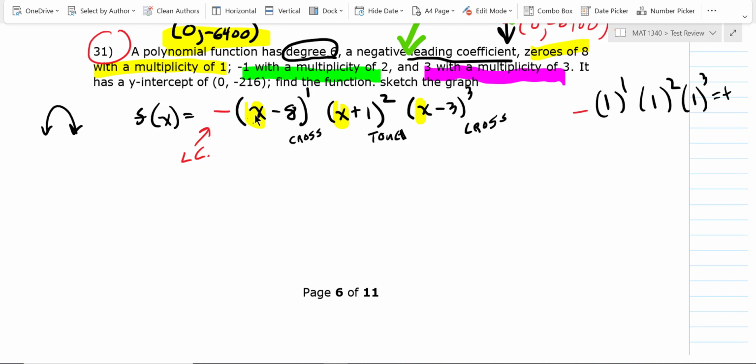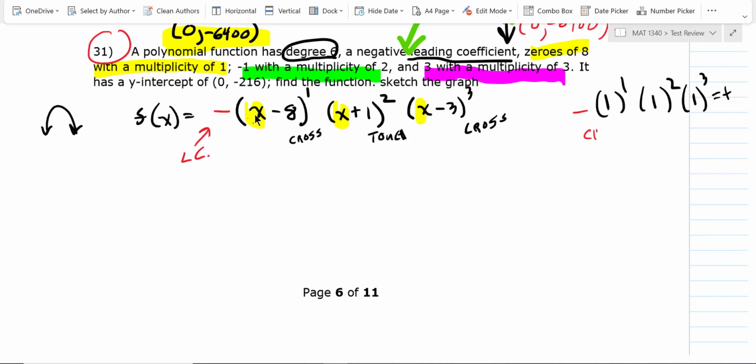Then I don't know if the handout you guys have has positive 216 on it or negative 216. Does it have negative? Okay, because I had to correct this problem earlier. So guess what? That's your answer.